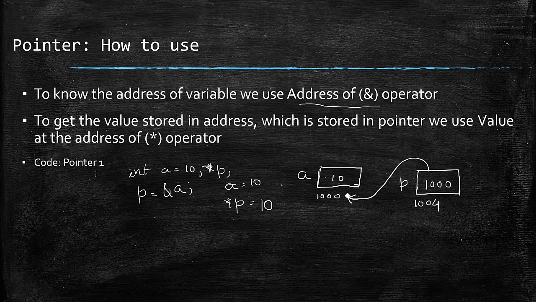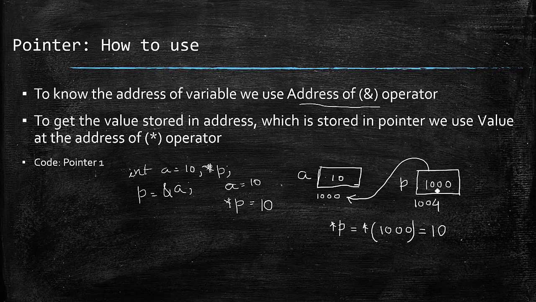And now as it is pointing to this, asterisk P, that is the value at the address held in P, 1000. So asterisk P means the value at the address 1000. What is the value at the address? That is 10. Right? So that is how the pointer is used to point to an address, and by using this asterisk, or value at the address operator, we can access the value pointed to by the pointer.